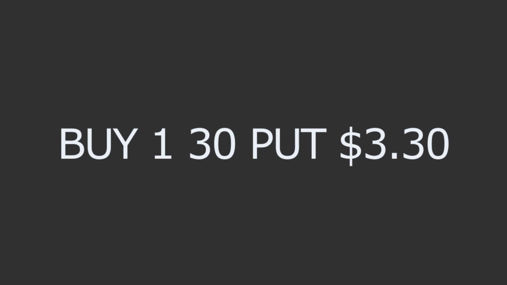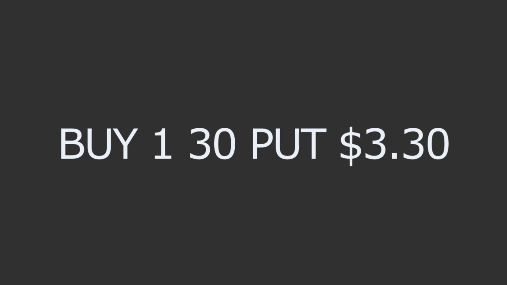So our risk on these trades is whatever it's going to cost us to set it up. So as an example, buying one $30 put was $3.30. The maximum risk we have is $3.30 per share or $330 per contract.